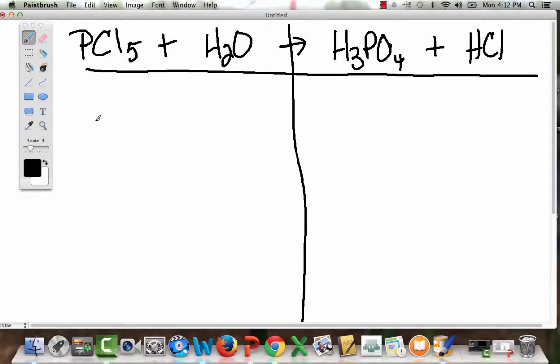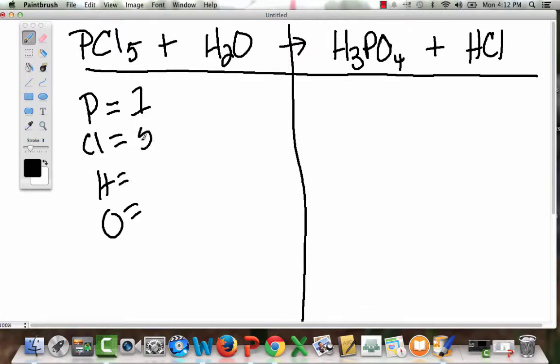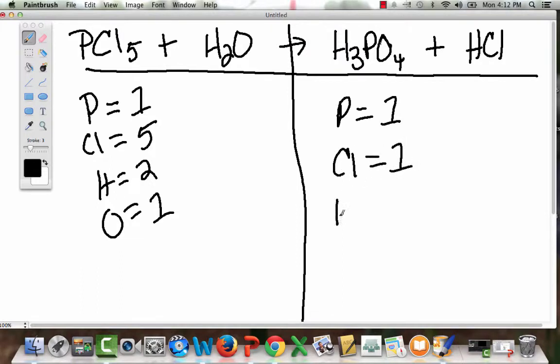Here's our practice equation. I deliberately picked a very tough one to do with you guys. So let's just go ahead and get started with our counts here. Over here I've got 1 phosphorus, 5 chlorine, 2 hydrogen, and 1 oxygen. Phosphorus over here, if you want to keep them in the same order. You don't have to, just sometimes it's a little bit easier. And then we have hydrogen, which is 4, because I'm combining like terms here. And then over here we have oxygen, which is 4 as well.